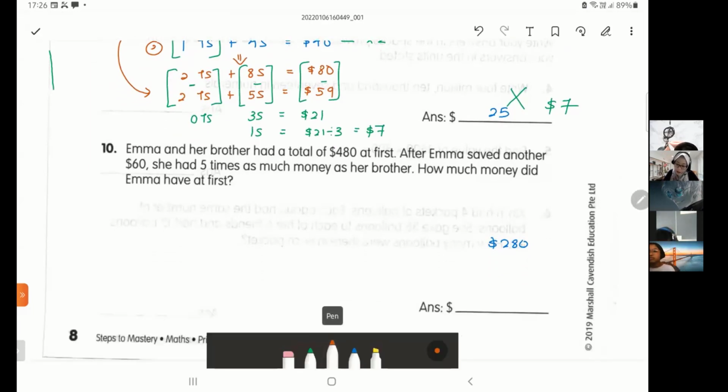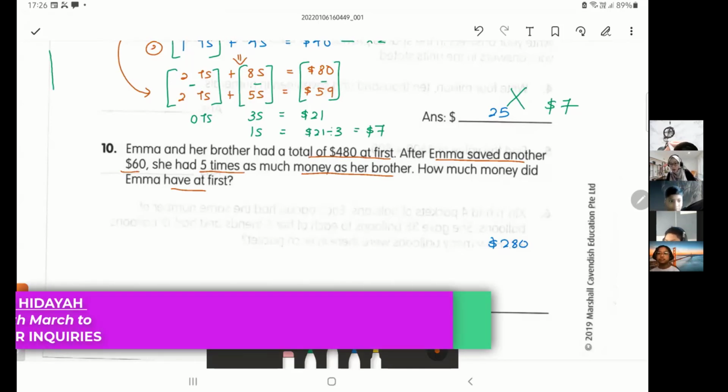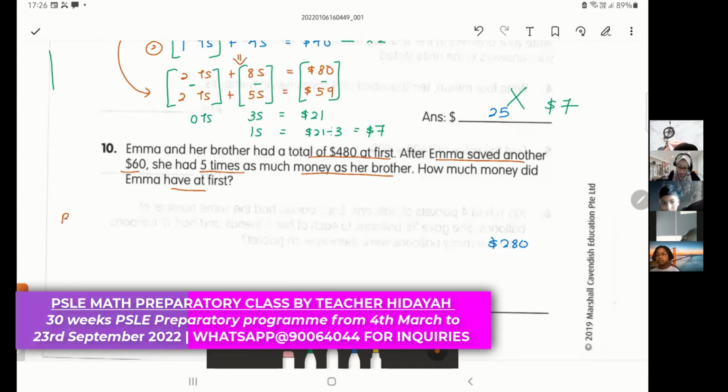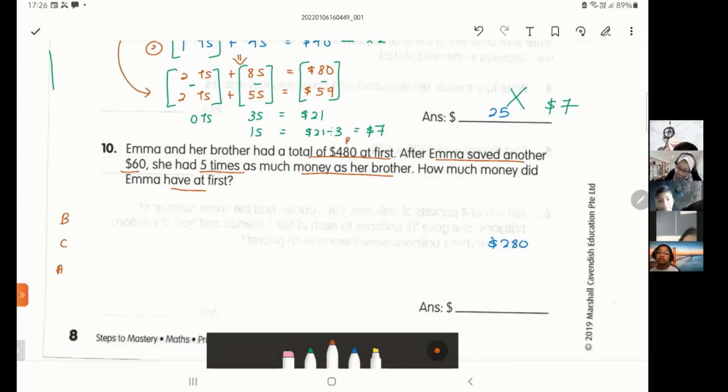Emma and her brother had a total of $480 at first. After Emma saved another $60, she had 5 times as much money as her brother. How much money did Emma have at first? A classic before-change-after question also, okay? Before, change, after. So where is the before? This is the before: the before total of Emma and the brother.